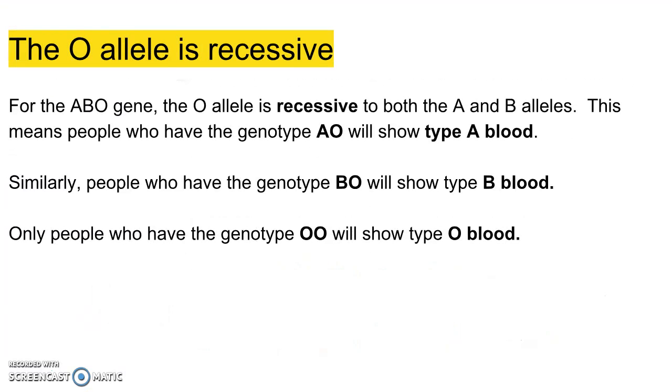Okay. Now, in terms of how the blood type alleles interact with each other, the O allele is going to be recessive to both the A and the B alleles. So if you've got the genotype AO, because we each have two copies of each gene, you're going to show type A blood. Also, if you have the genotype BO, you're going to show type B blood, because again, A and B are both dominant to O. Only when you have the genotype OO are you going to actually show type O blood.